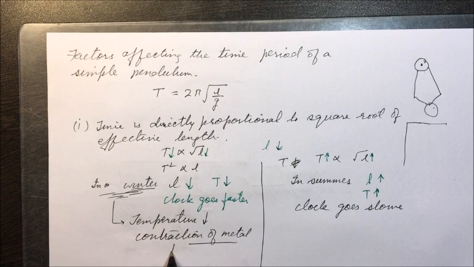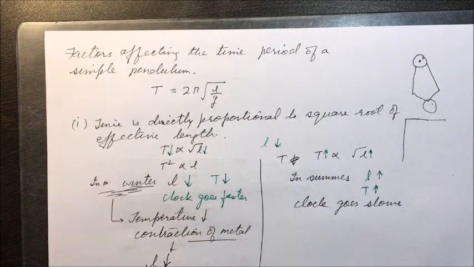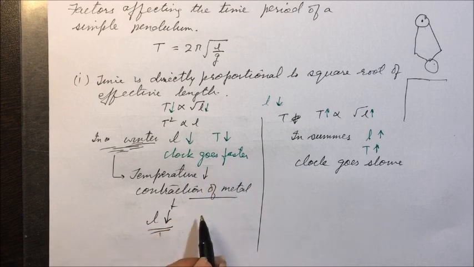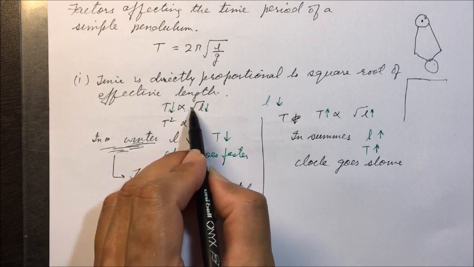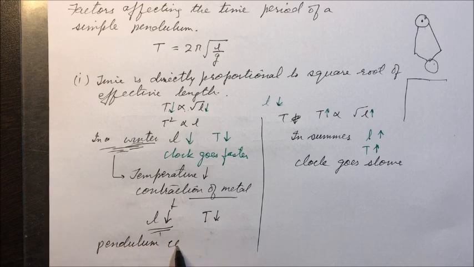Due to contraction, the effective length decreases. As the length decreases, the time period will decrease because T is directly proportional to the square root of L. Therefore, time period decreases. Now the pendulum completes more oscillations. Time period has decreased, so it will complete more oscillations in the given time.